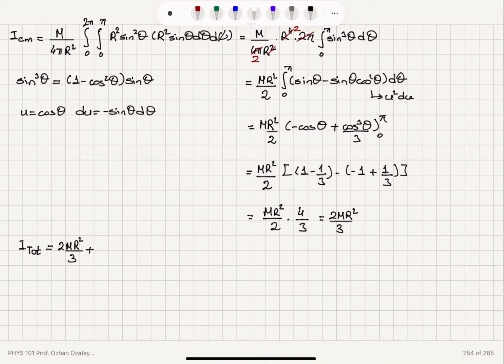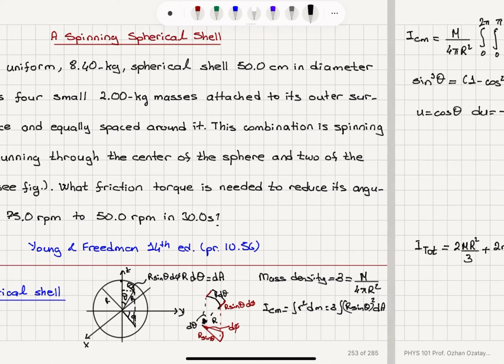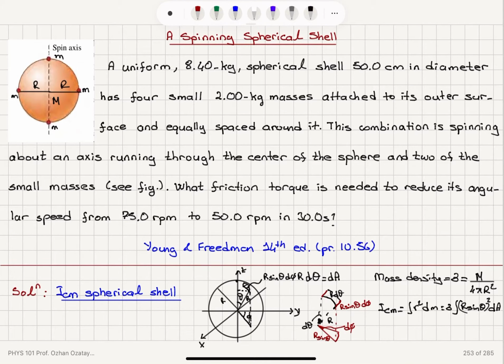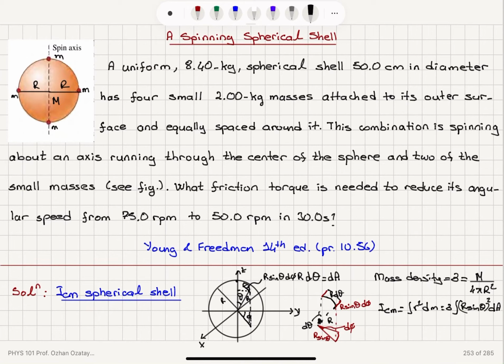So we have two contributions, 2mr squared, where m is the mass of these guys. This one has mass capital M, and these are the lowercase m's placed equally spaced around it. So if we substitute the numbers here, 2 times, what is the mass of the spherical shell? It's 8.4 kilograms. So 2 times 8.4 multiplied with radius squared over 3.